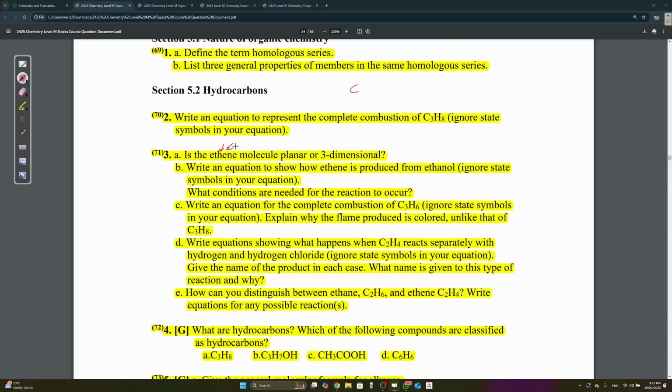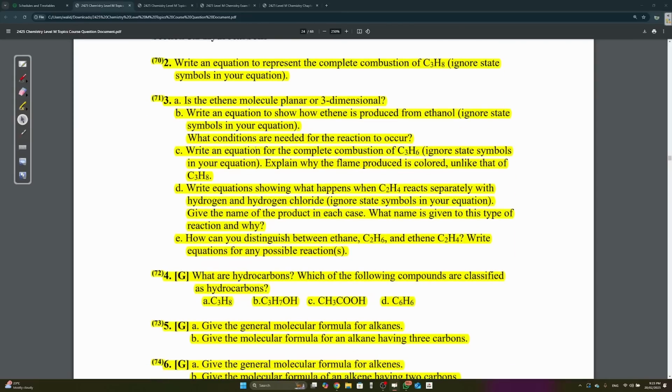Ethene, it's an alkene, right? It follows the alkene family, okay? And alkene is CnH2n, right? Eth stands for 2 carbons, so it's going to be C2H4, right? How does C2H4 look? It's an alkene, so it has a carbon double bond, with H, H, H, H. And it's planar. Okay, you need to know this. Okay, write an equation to show how ethene is produced from ethanol. Ignore state symbols in your equation.